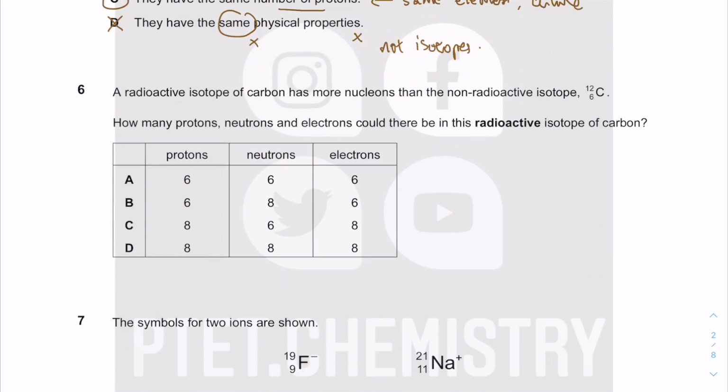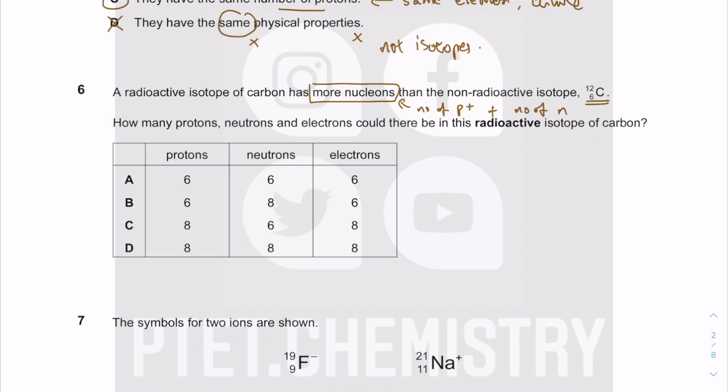Number 6, you have a radioactive isotope of carbon that has more nucleons. Nucleon is the number of protons plus the number of neutrons. So you have to write it out in full in a structured paper. It's only because in an MCQ I can do this, and also because I'm doing a tutorial, so I can do this. But in a real exam, in a structured paper, you have to write the number of protons in full and the number of neutrons in the nucleus of an atom. And this is compared to carbon-12. This is called carbon-12, all right?